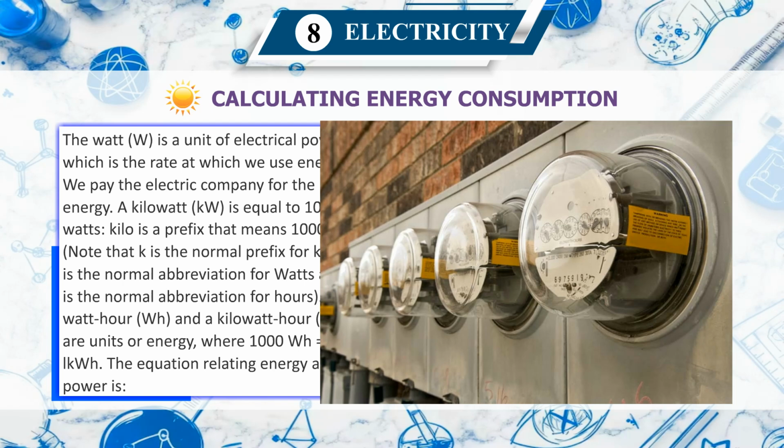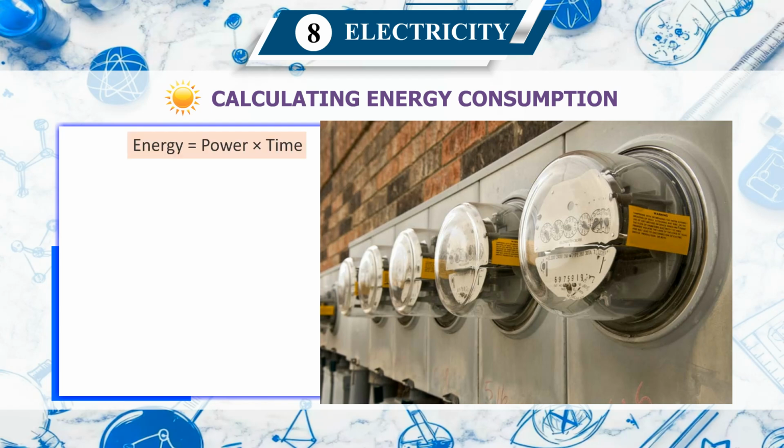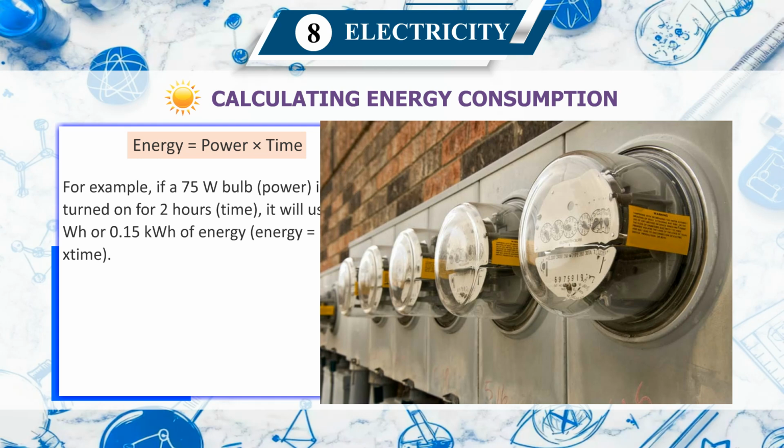for hours. A watt hour (Wh) and a kilowatt hour (kWh) are units of energy, where 1000 Wh is equal to 1 kilowatt hour. The equation relating energy and power is: energy is equal to power multiplied by time. For example, if a 75 watt bulb is turned on for 2 hours, it will use 150 watt hours or 0.15 kilowatt hour of energy. Energy is equal to power multiplied by time.